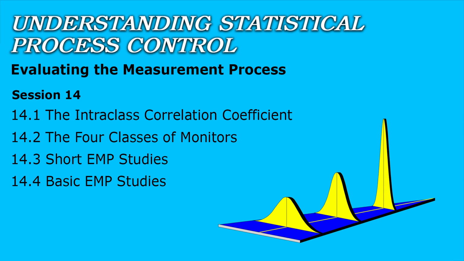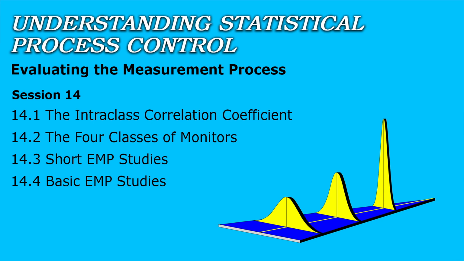This session begins with a standard measure of relative utility known as the intra-class correlation. The intra-class correlation characterizes how well a particular measurement system will work with a specific production process. With the intra-class correlation, we can define 4 classes of process monitors that allow us to understand when and how to use less than perfect data in practice.